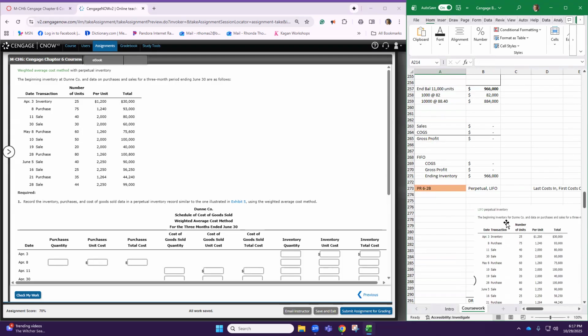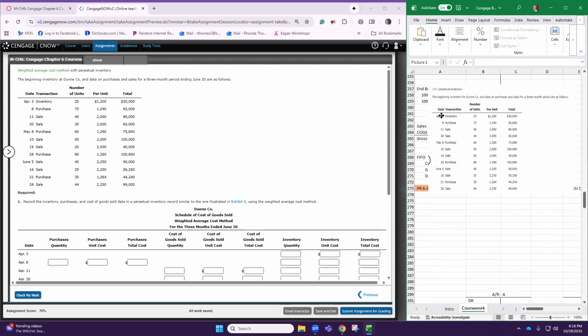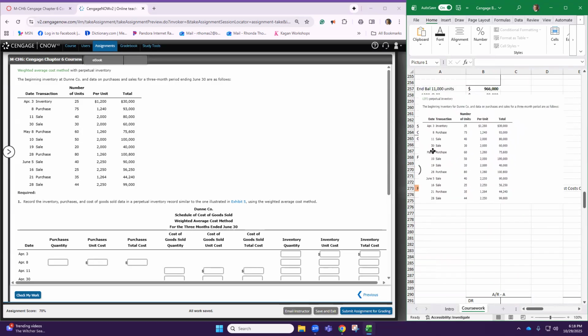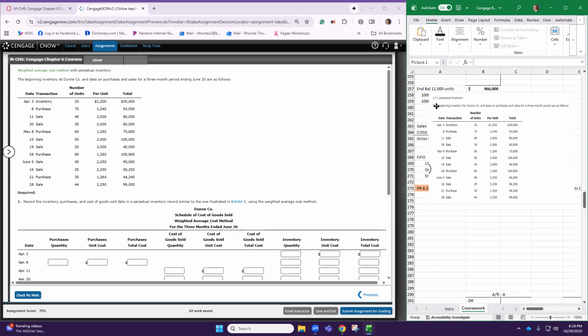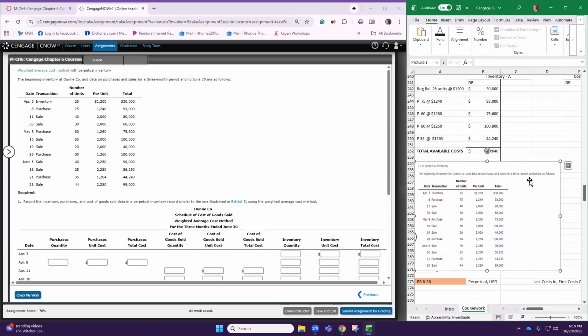There it is. So this is similar. Yep, this is what we want. Okay, I'm going to bring this up here, and we're going to put things in.